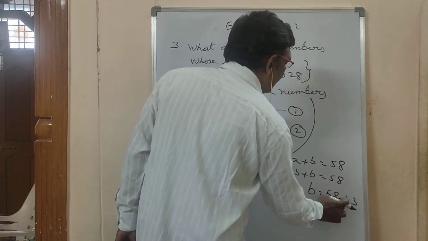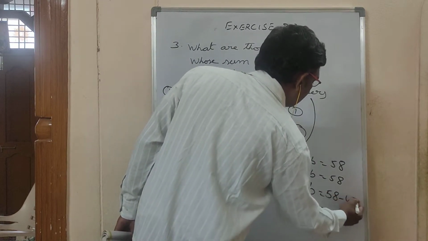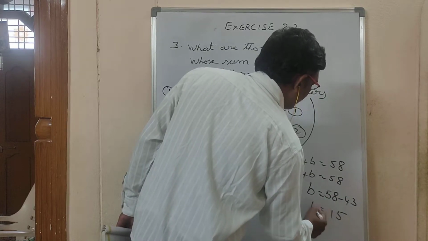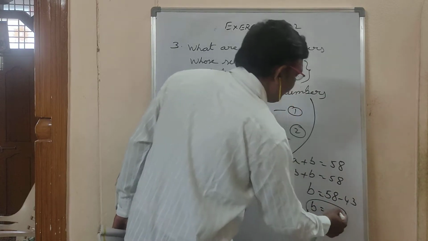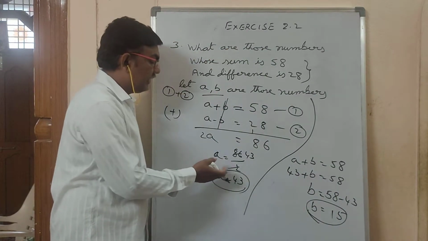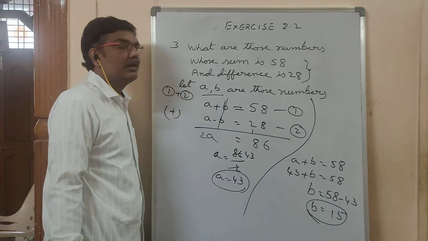So from 58, if you subtract 43, 8 minus 3 is how much? 5. 5 minus 4 is how much? 1. So what is the other number? 15. So what are those numbers? One is 43, the other is 15.